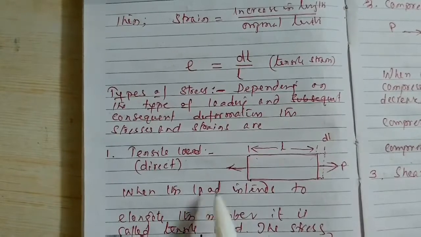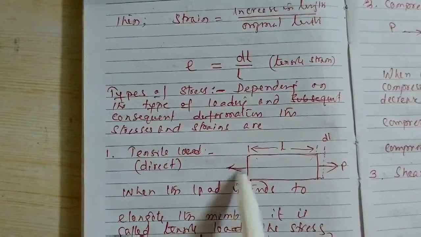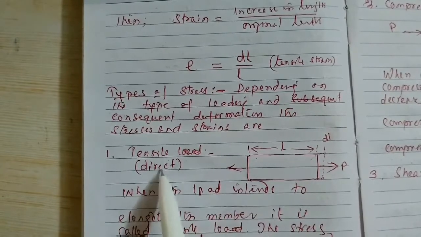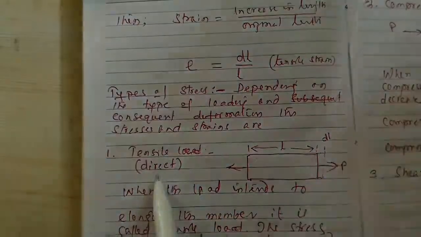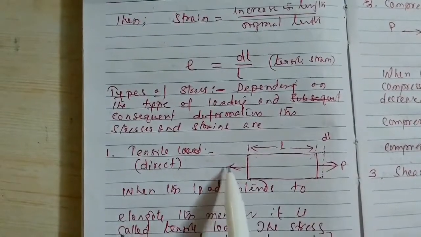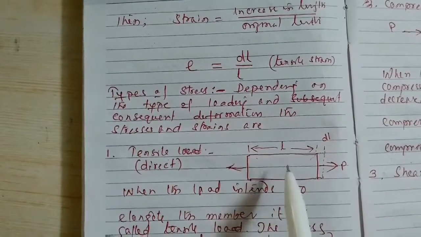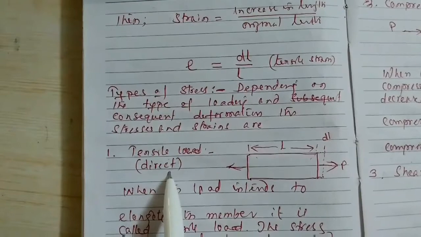So this is one type of stress and strain. If the load is tensile, the stress will be tensile stress and the strain will be tensile strain. The tensile load is also called direct load because it is applied directly, normal to the cross section and axially along the axis of the member. So it is also called direct load or axial load.